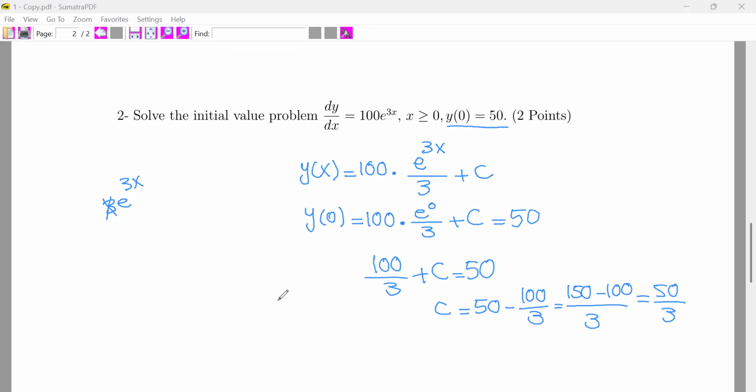Back to the original one, we're going to replace c. So y of x would be 100 times e to 3x over 3 plus 50 over 3.